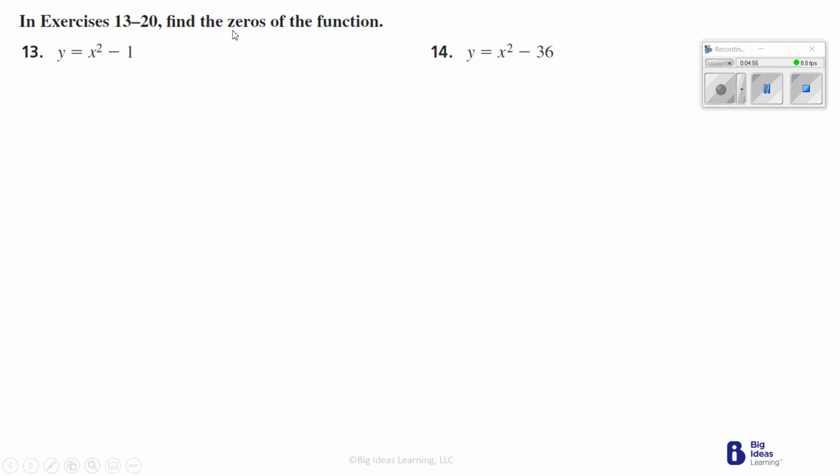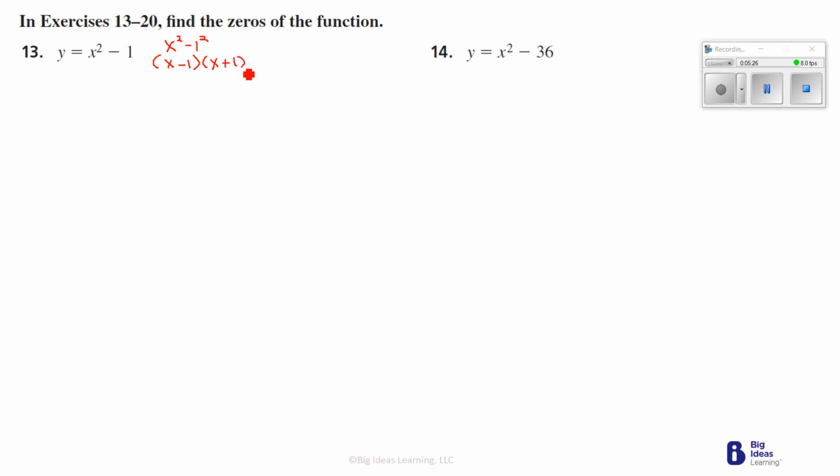Number 13, it says find the zeros of the function. If I'm finding the zeros, I can remember what we learned in the other lesson for chapter 7. I could take this here because of the negative, and the square root of 1 is 1. I can turn this to x squared minus 1 squared, which is, of course, going to be x minus 1 times x plus 1.